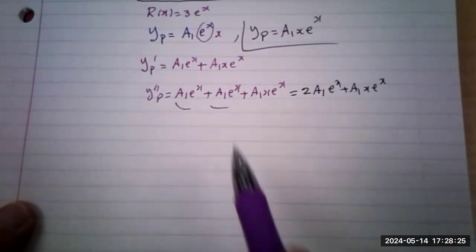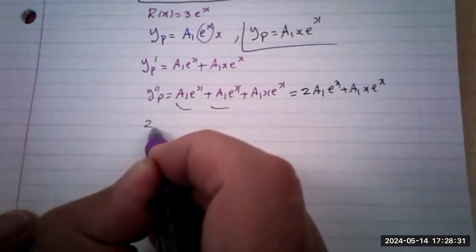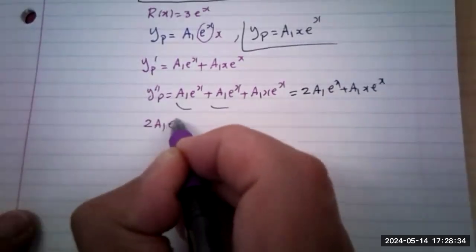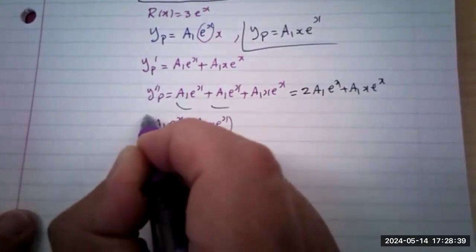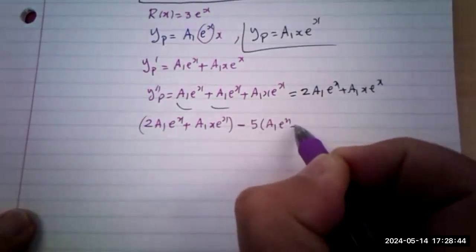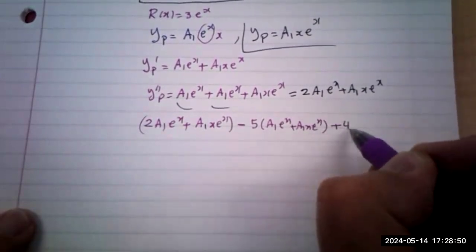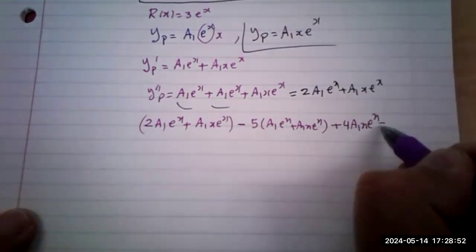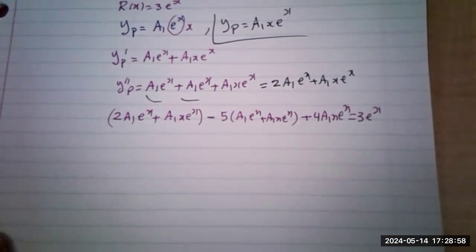Okay. So in the original equation, that is the y double prime. So it's going to be 2a1 e to the x, okay, plus a1 x e to the x. That's a y double prime, minus 5y prime, a1 e to the x plus a1 x e to the x, plus 4y, 4a1 x e to the x, equal to 3e to the x. That's it. Simplify it, or you can divide by e to the x right away, then simplify, it doesn't matter.